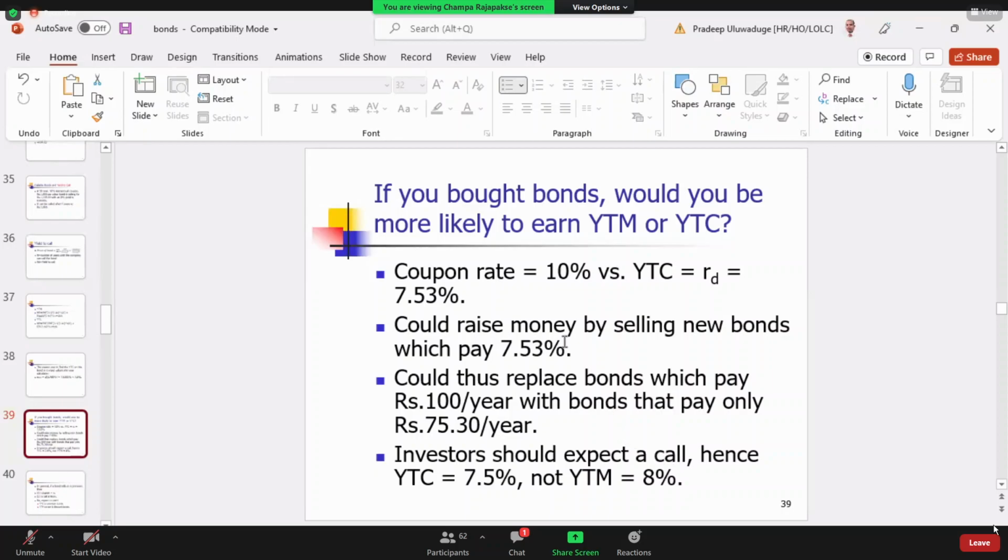if the yield to call is less than the coupon rate, right? So investors should expect a call, hence YTC is 7.5%, not YTM 8%. So they get 7.5% because the company will redeem, since they are callable bonds, they will call the bonds and then reissue new bonds at a lesser interest rate. So investors may expect a call.